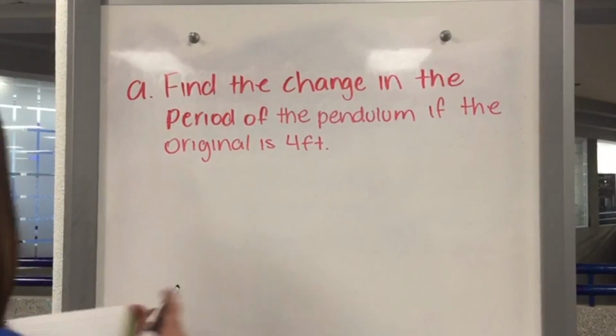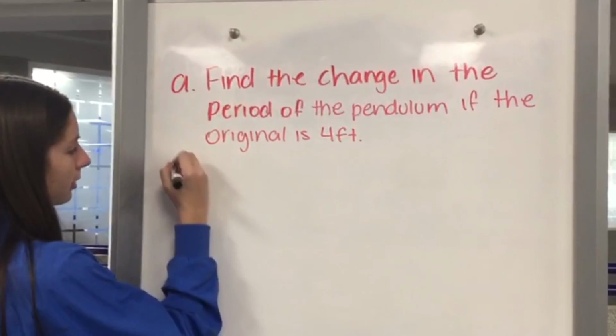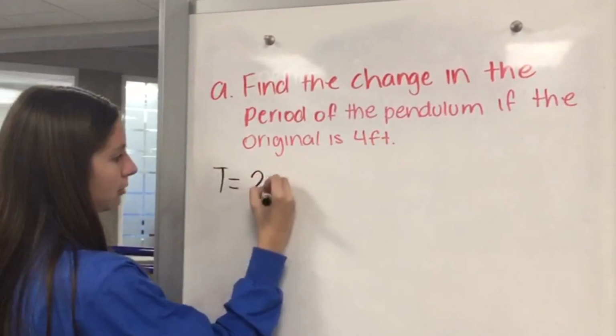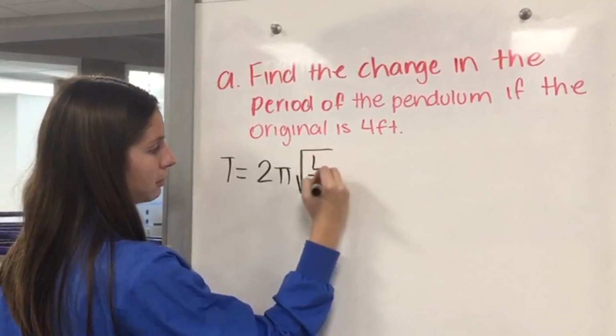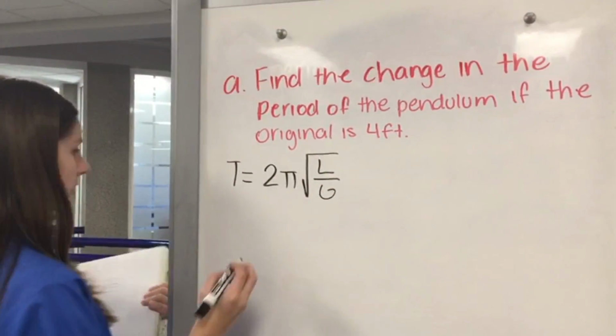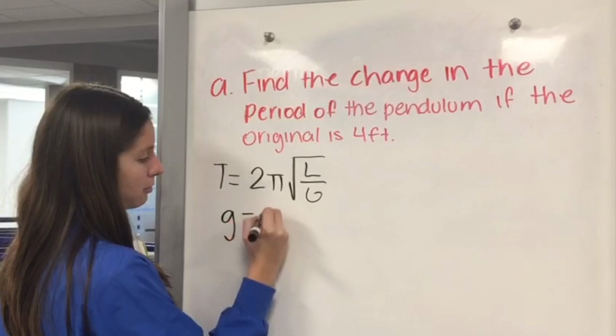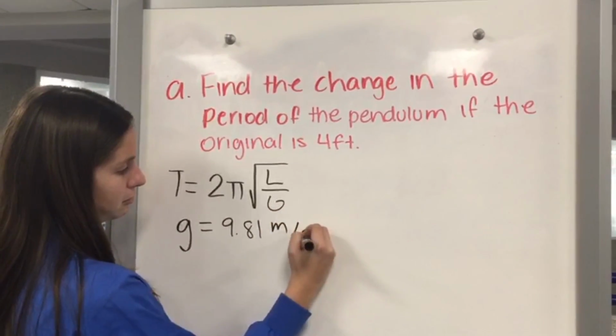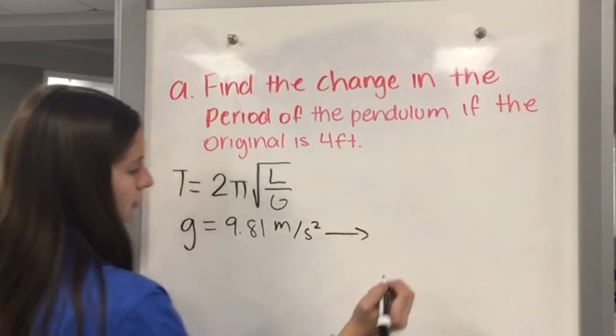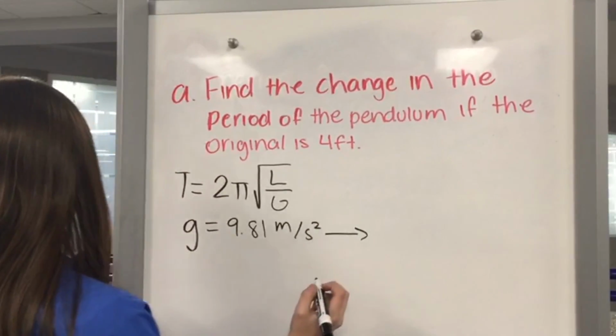In part A, we need to find the change of period if the original is 4 feet. First, you need to write the equation. T equals 2 pi times square root of L divided by G. G is equal to 9.81 meters per second squared, and we need to change it to feet. So it's 32.185 feet per second squared.